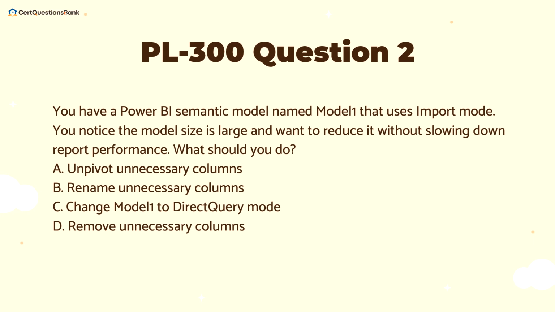You have a Power BI semantic model named Model 1 that uses import mode. You notice the model size is large and want to reduce it without slowing down report performance. What should you do? A. Unpivot unnecessary columns. B. Rename unnecessary columns. C. Change Model 1 to DirectQuery mode. D. Remove unnecessary columns.